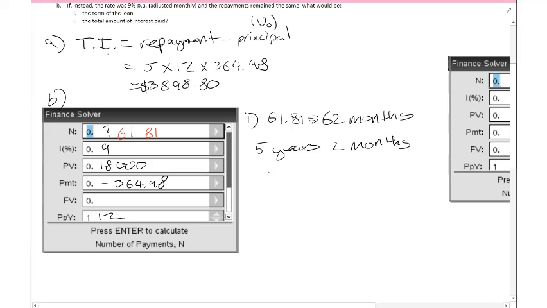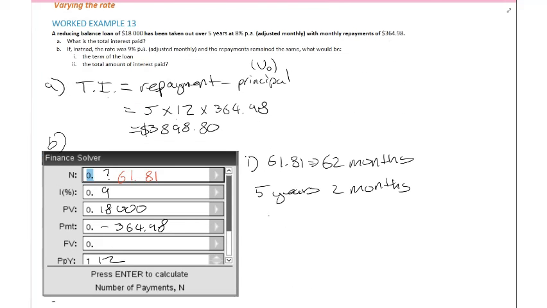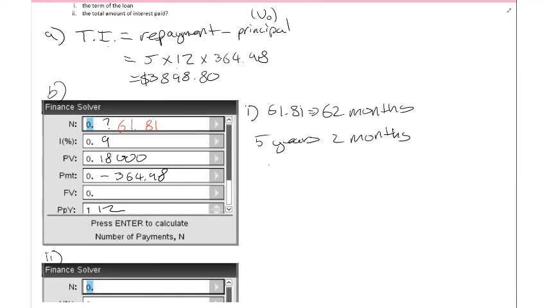Okay. Right, next bit. So we've worked out the term of the loan. It's going to be 62 months long. But remember from previous questions, what this 61.81 means is it's 61 full repayments and a partial repayment for the 0.81. So we need to know how much extra we're going to have to pay at the end of the loan.